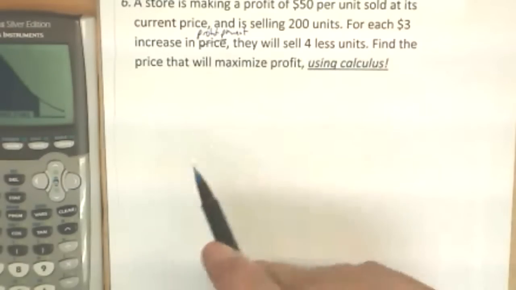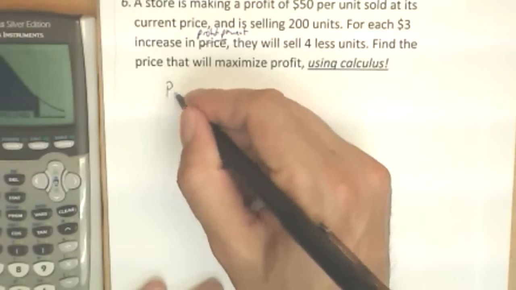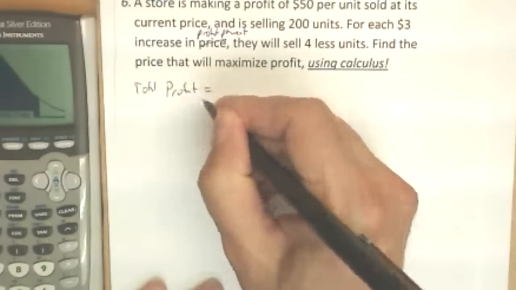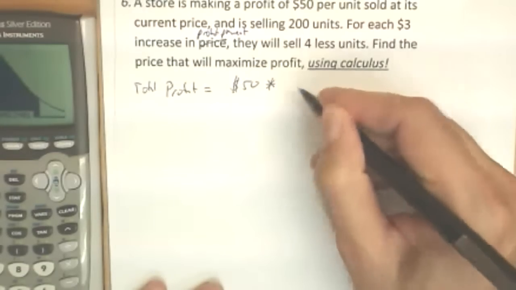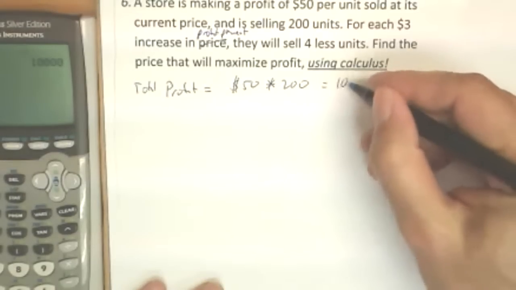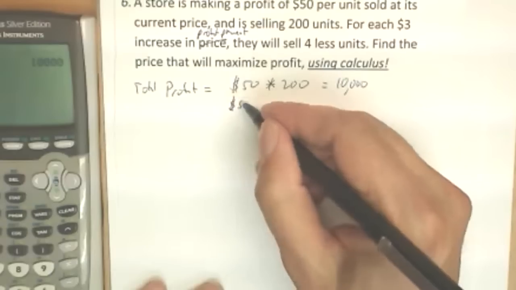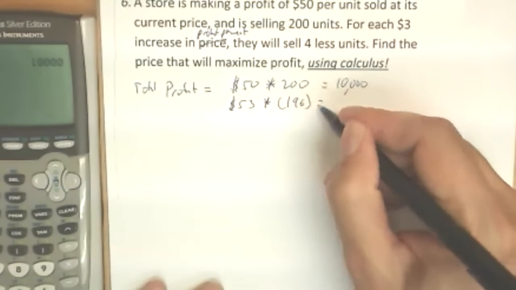There's, of course, a graphing way to do this as well. We'll use that to check. Let's just see where we're at. Our total profit. Right now, we're selling them for 50 bucks each times 200. 50 times 200, making 10,000 bucks. And it says if I increase the profit $3, that would take me up to $53. I'll sell 4 less, 196.